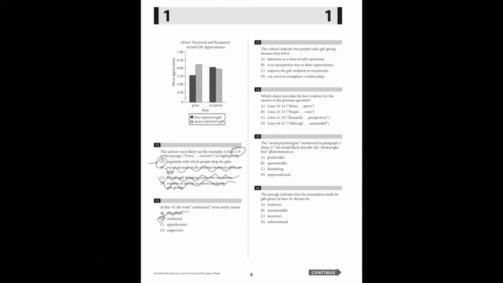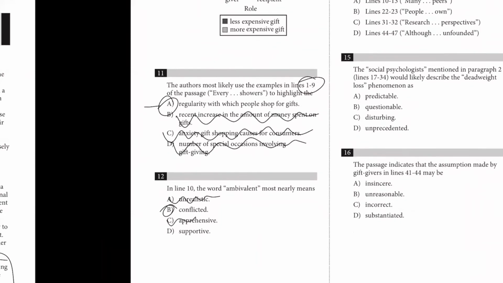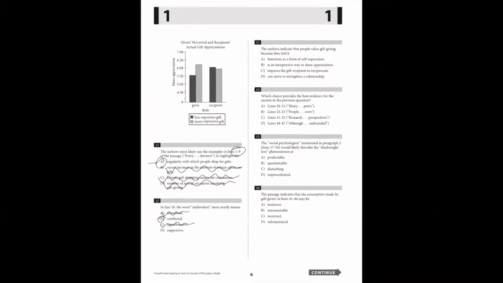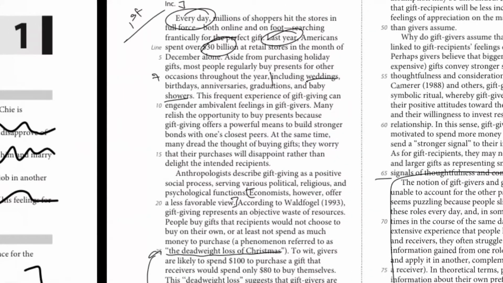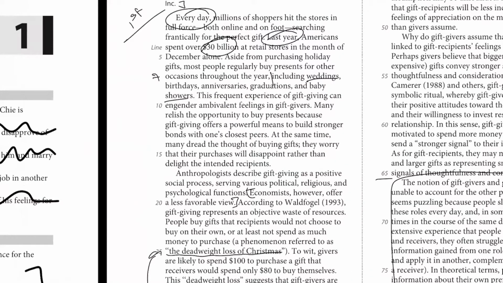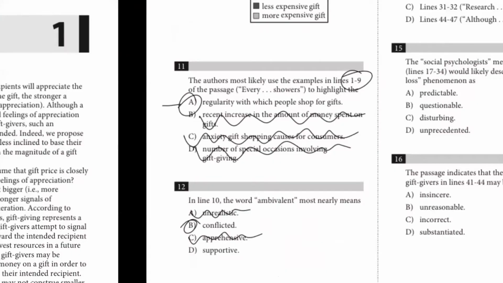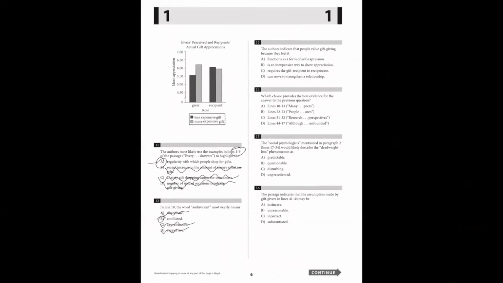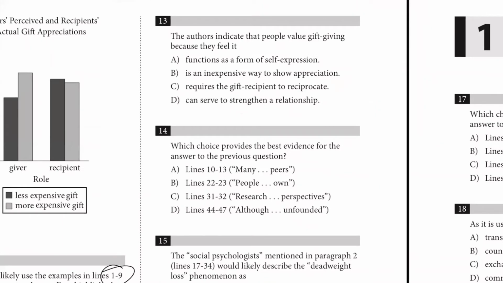So for that reason, apprehensive is incorrect, right? And supportive, it brings out supportive feelings. That's not consistent with the paragraph, right? It does bring out supportive feelings for the first type of people who think that gift giving is a good idea. However, it doesn't address the second type of people, the people who worry over gift giving, right? And for that reason, D is incorrect. Your answer here is going to be B. The author indicates that people value gift giving because they feel what?